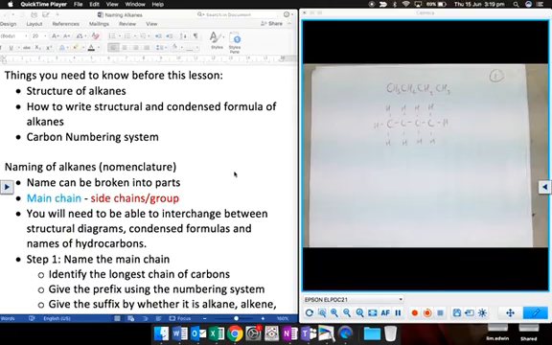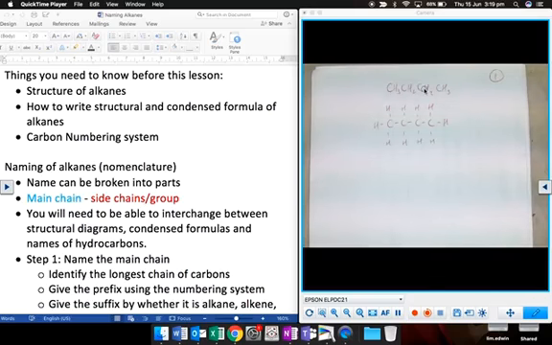G'day students, this is Mr. Lim and we're going to be learning how to name alkanes. The things that you need to know before this lesson are the structure of the alkanes, how to write structural and condensed formula of alkanes, and the carbon numbering system. So, please make sure that you revise these things before we start this video.